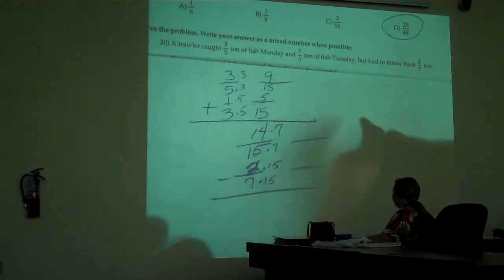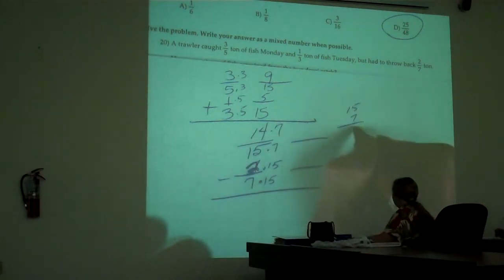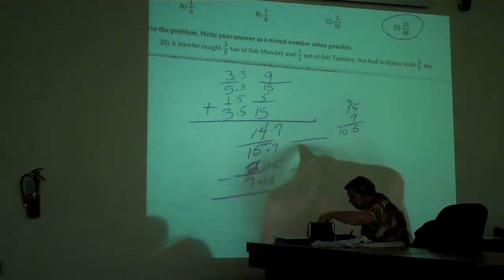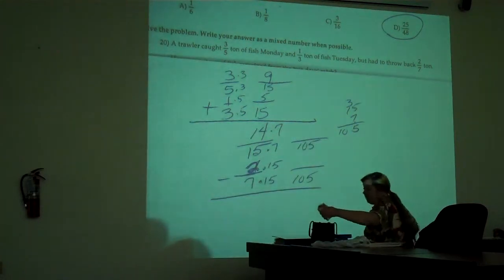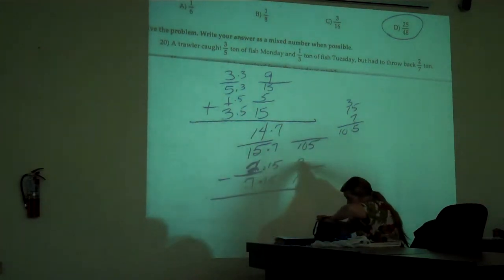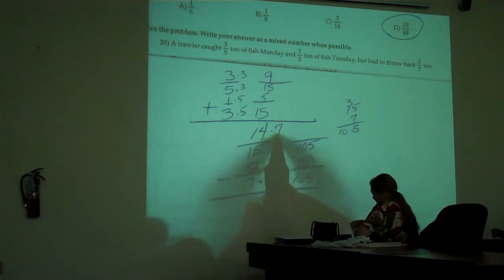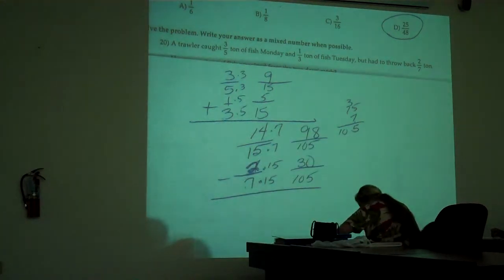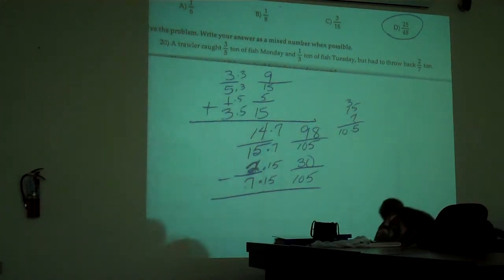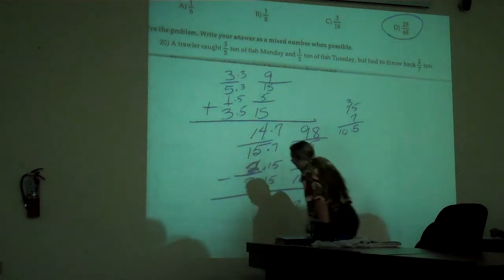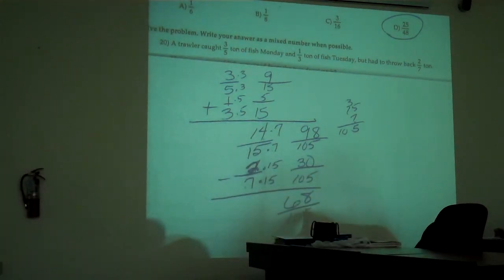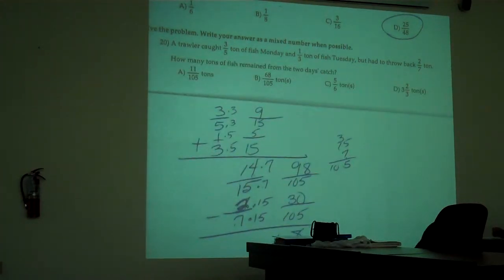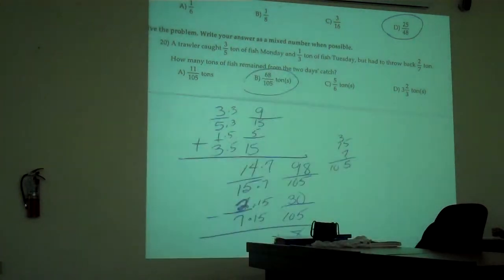But what is 7 times 15? Let's see, 7 times 5, 35, 70, 105. It's our common denominator. Times 15 is 30, times 7, so 7 times 14, 98. So 98 minus 30, 68 over 105. Okay, 68 over 105. It's actually there.